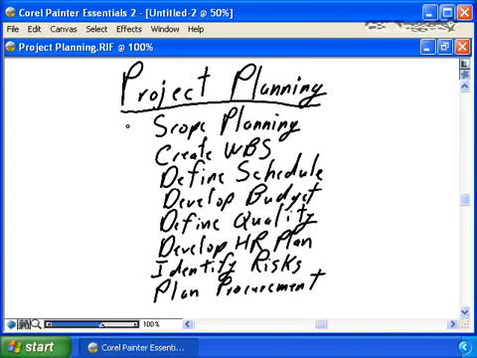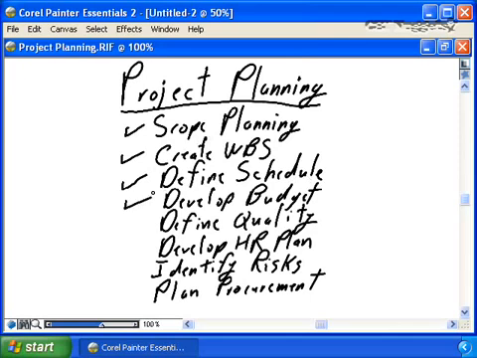So in project planning, we will talk about scope planning, ensuring we define what is in scope, what the project is going to complete. We will talk about creating the work breakdown structure, identifying all of the deliverables and all of the tasks required to complete the deliverables necessary to achieve the scope. We will take the work breakdown structure, assign resources, assign estimates, put it into our scheduling tool, and develop the project schedule.